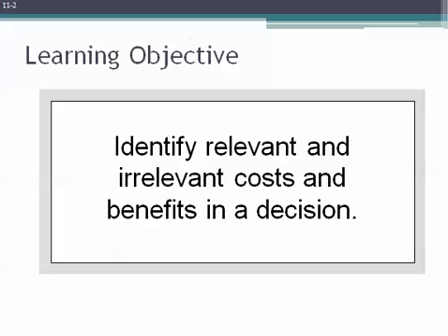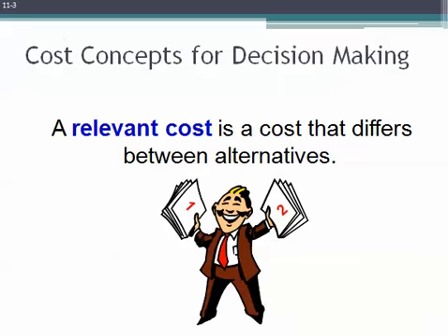Our first learning objective is to identify relevant and irrelevant costs and benefits in decisions. A relevant cost is a cost that differs between two alternatives. Costs that don't differ between alternatives, in other words, we're going to incur the cost regardless of what choice we make, are referred to as unavoidable costs, and they are never relevant to our decision making.